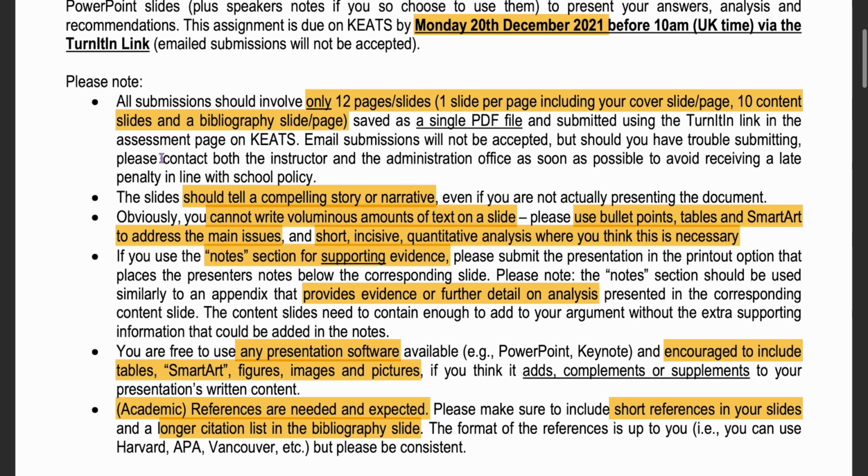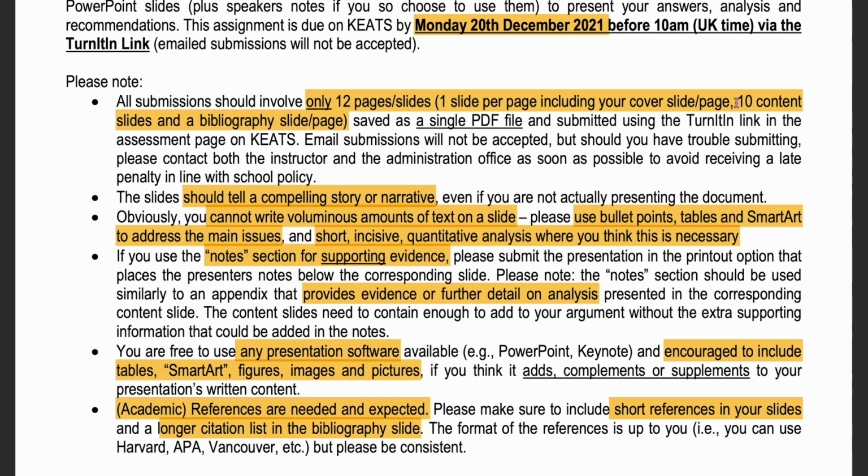This is also very important to understand why I made the presentation the way I made it. The professor has told us that there should be only 12 slides. It should not be more than 12 slides, otherwise he will cut marks. That's what he told us in class. So one slide per page, including your cover slide and then your bibliography slide.